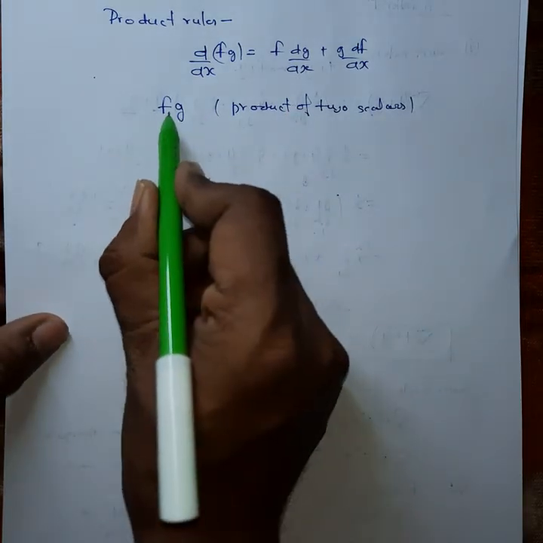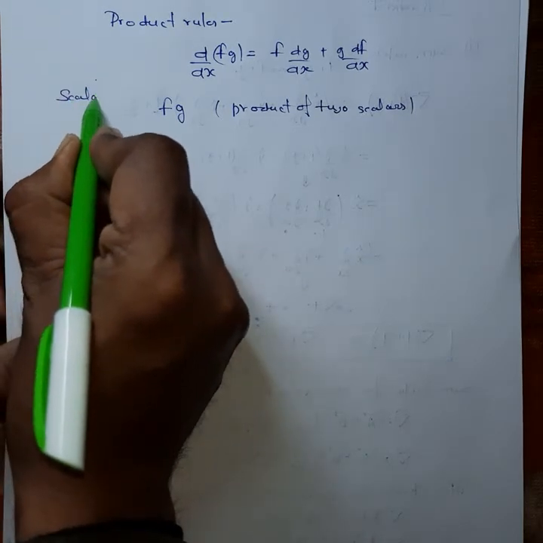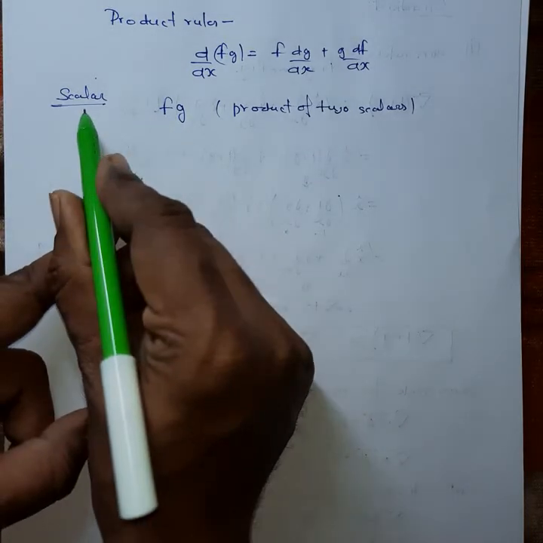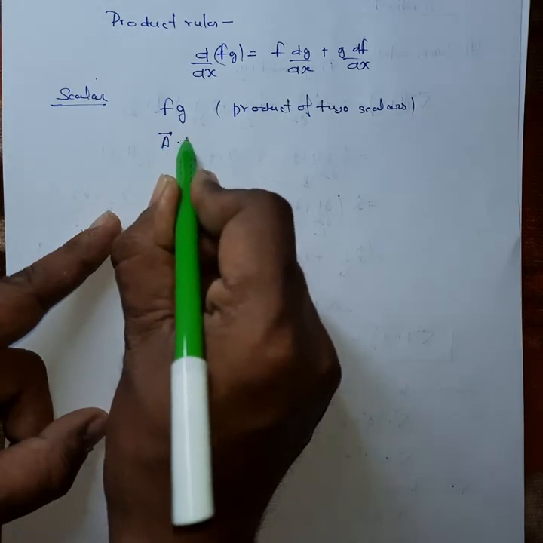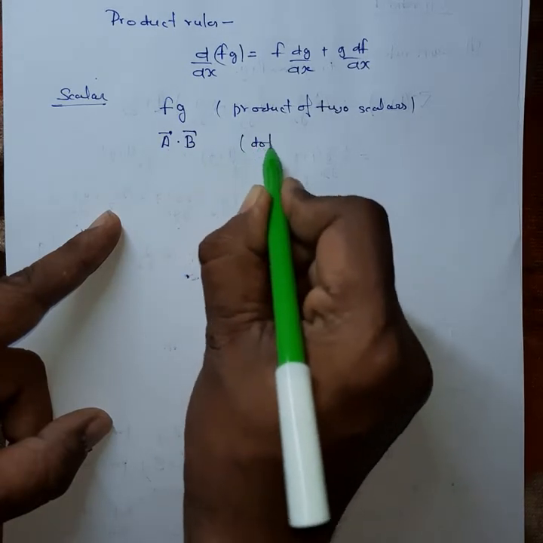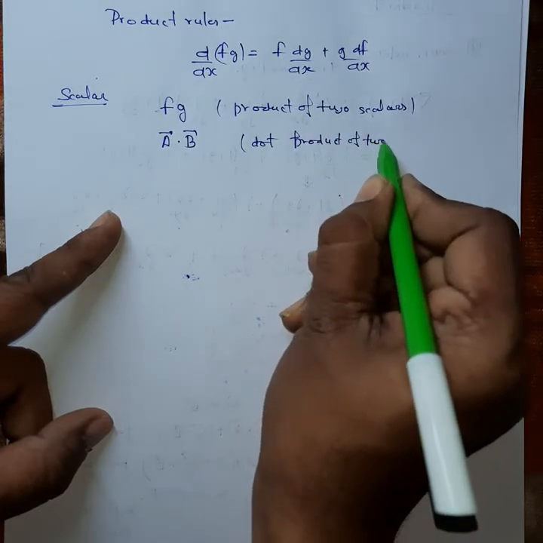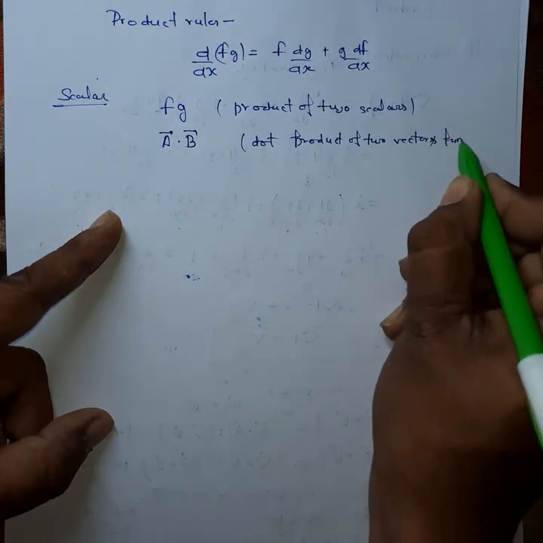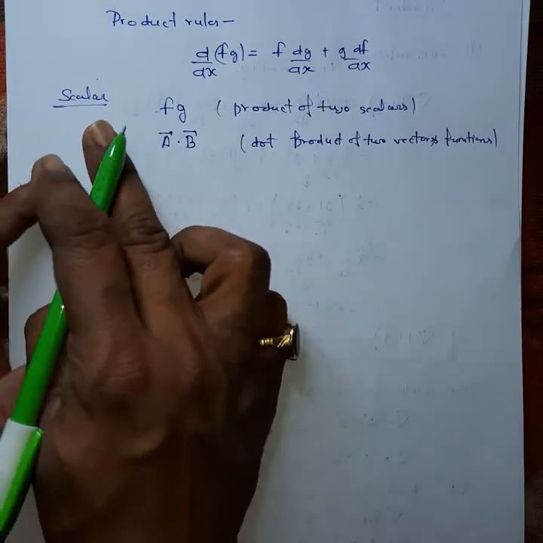So if you multiply two scalar functions, it will give you a scalar function. It's just multiplying two scalar functions, it will give a scalar function. And if you take two vectors, a vector dot b vector, the dot product of two vector functions will also give you a scalar function.